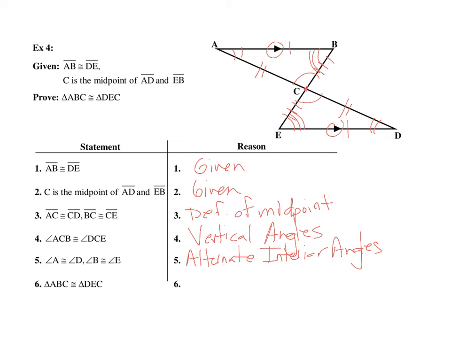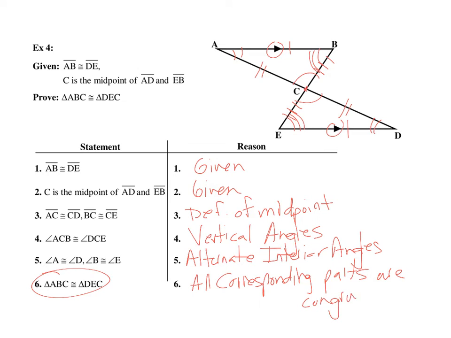And I can say that the triangles are congruent now by this reason: all corresponding parts are congruent. All right, I know all the angles are congruent, and I know all the side lengths are congruent. So that makes the triangles congruent. All right, let's do another example.